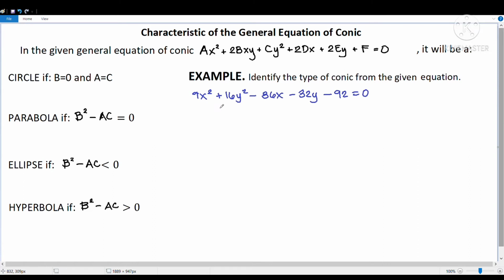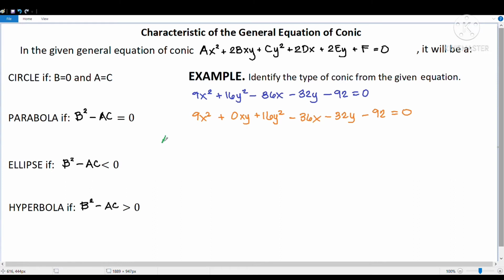We do not have any term of xy from our given. Therefore, we have to substitute a numerical coefficient equal to 0 in that term. So we have 9x squared plus 0xy plus 16y squared minus 36x minus 32y minus 92 is equal to 0. We can now determine the value of a, b, and c.